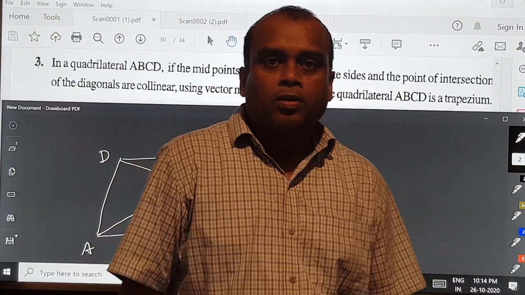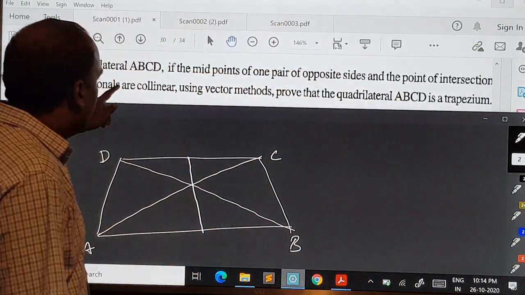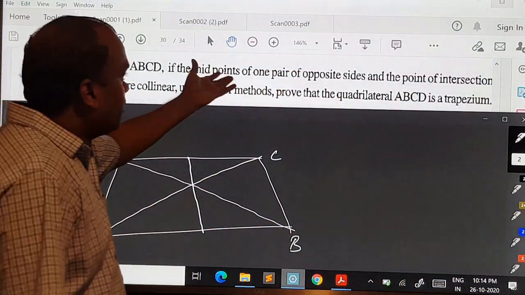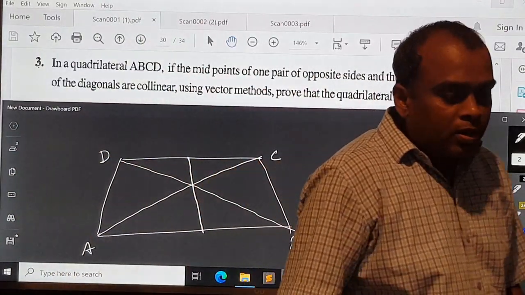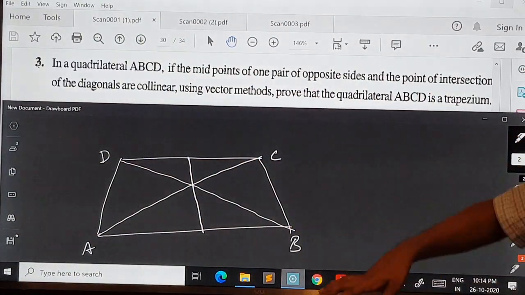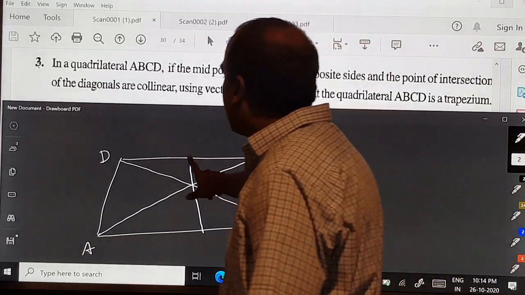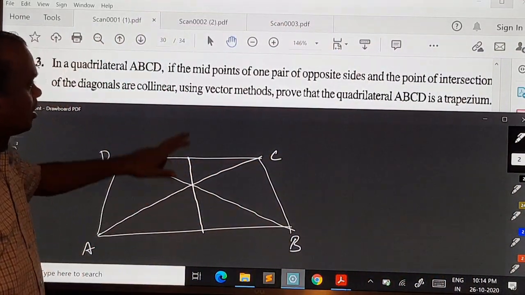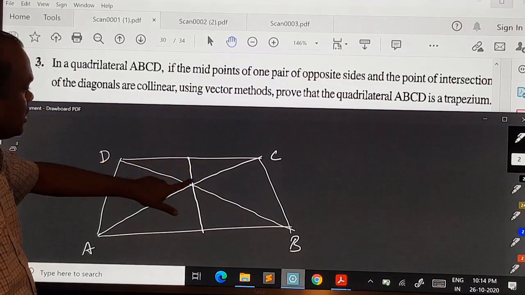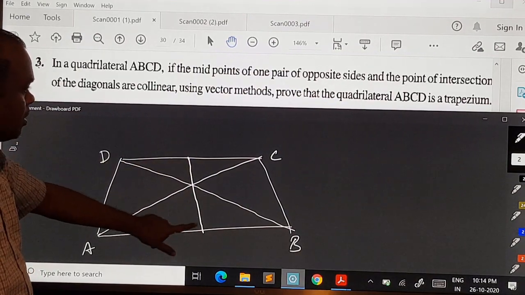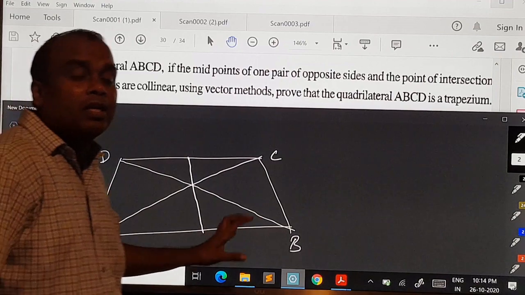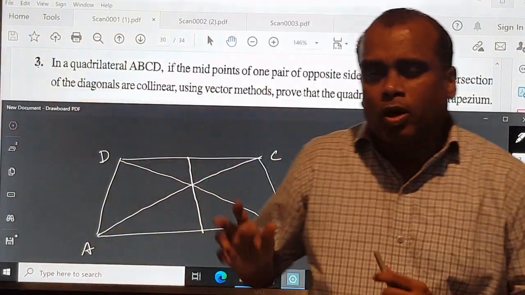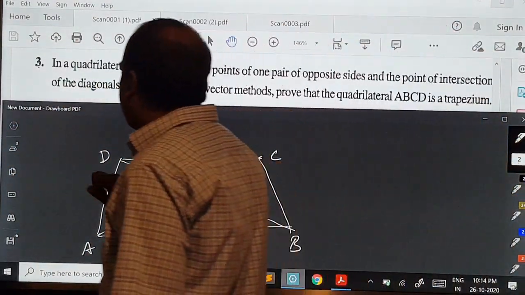Now this third problem, you can see that it is the converse of the above problem. Here he gave us that these points are collinear. Earlier we proved these 3 points are collinear, but this time he gave that these points are collinear. Now you have to prove that the quadrilateral is a trapezium.